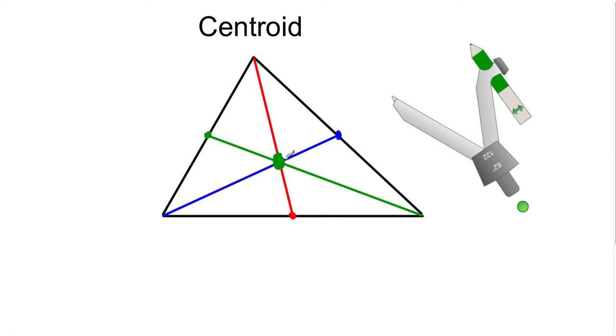This is a centroid. This point right here, where all of the medians intersect, is a centroid. Right? So make sure you're able to work out and find, at least draw medians and altitudes. And then what you can do is you can find centroids and orthocenters.